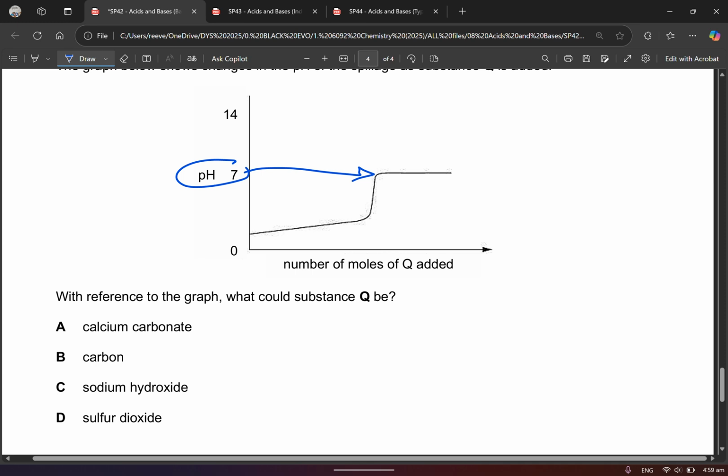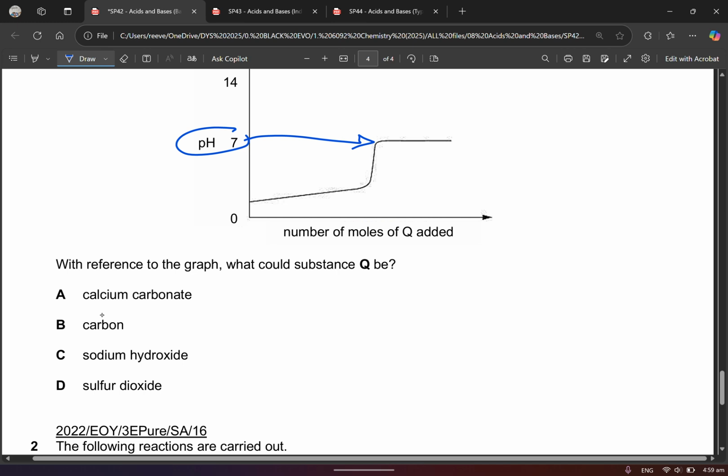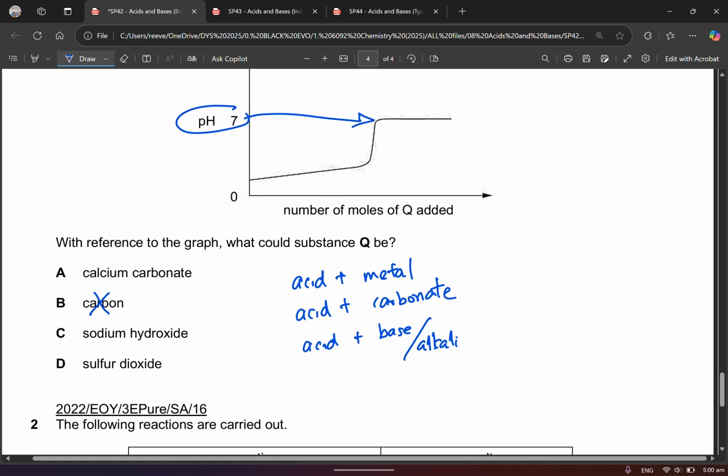Okay, first of all, I need to react acid. You must understand this thing cannot react acid. If you want to react acid, there are only a few possibilities. Number one, acid plus metal. Acid plus carbonate. Then acid plus base or acid plus alkali. So you cannot choose carbon. Carbon doesn't belong to metal, it's not carbonate, and carbon is also not a base. So that one is out. Next, you cannot choose this because it's an acidic gas.